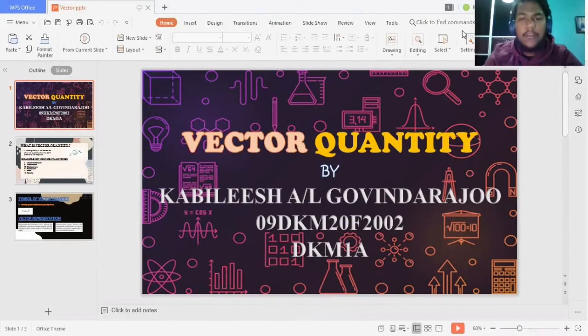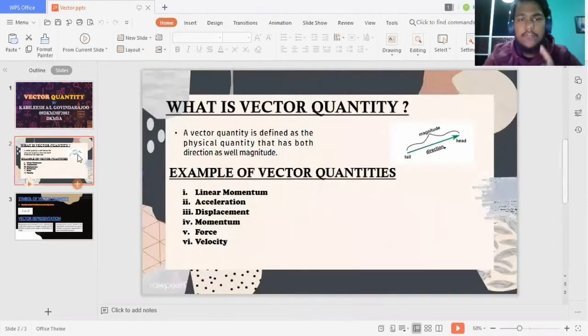Today, I'm going to explain about vector quantities. First, what is a vector quantity? A vector quantity is defined as a physical quantity that has both direction as well as magnitude.